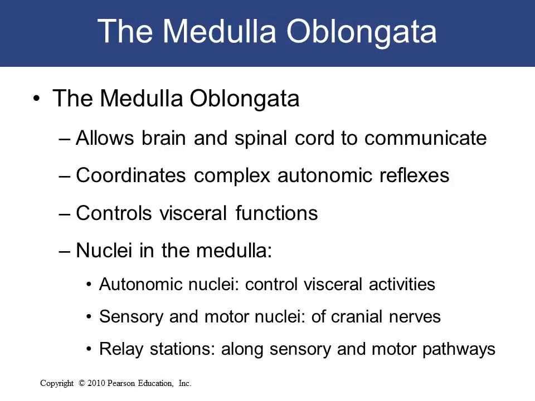The medulla oblongata allows the brain and spinal cord to communicate. It coordinates complex autonomic reflexes and controls visceral functions, and there are nuclei in the medulla. We have the autonomic nuclei that control visceral activities. We have the sensory and motor nuclei of cranial nerves around the medulla oblongata, and we have the relay stations along the sensory and motor pathways.